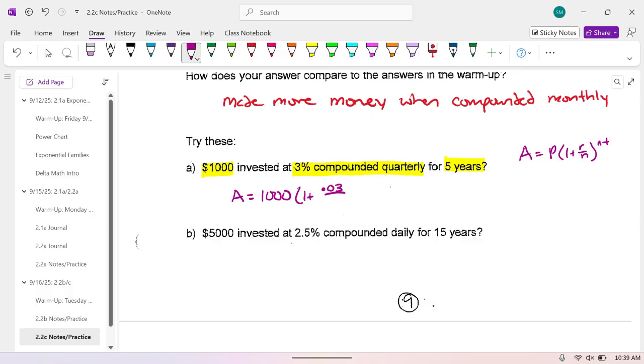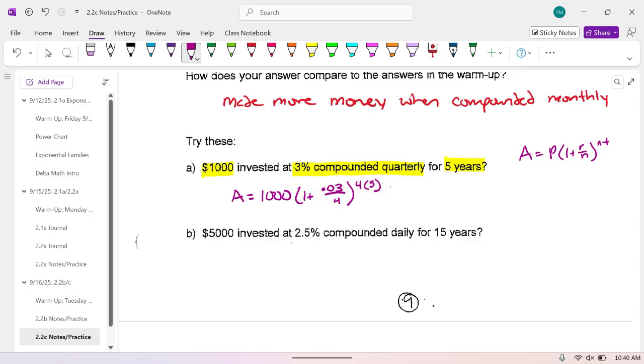So if I'm compounding quarterly, how many times a year is that? 4. So then 4, and then how many years have passed? 5. So this would be what you would plug into your calculator. All right, you guys want to practice plugging it into your calculator, or are you good? Are you confident in yourself to plug it in correctly?